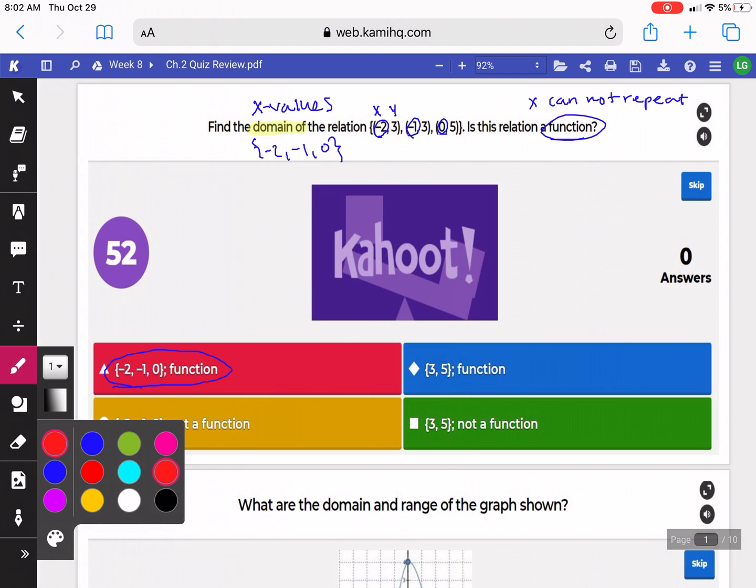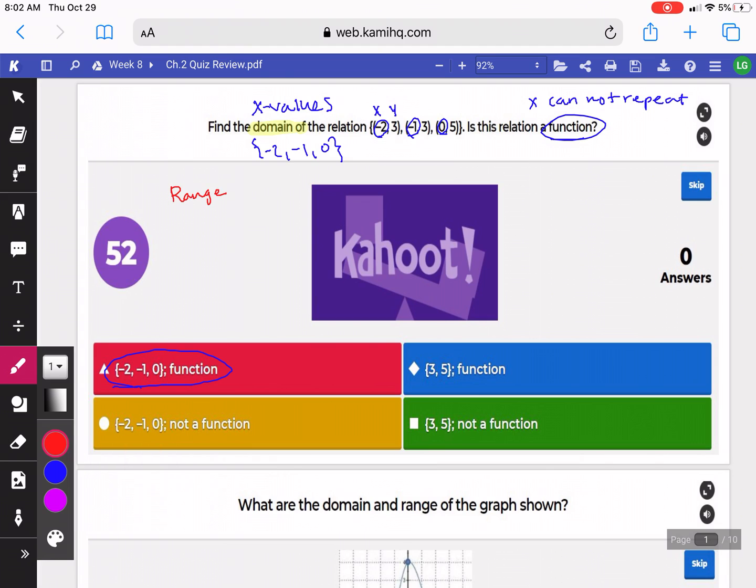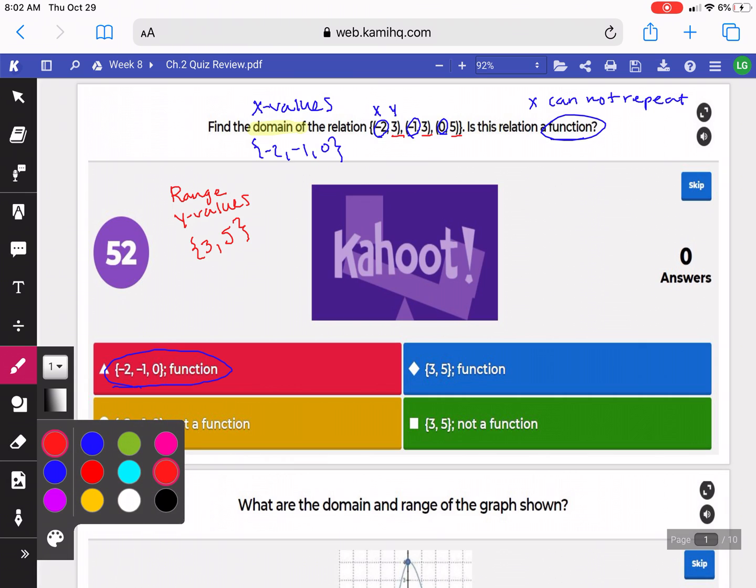Now, they might also ask you about range. If they ask about range, then they're talking about the y values. Here the y values are 3, 3, and 5. Remember, you don't have to repeat them. So you would just put 3 and 5. And it's okay that the 3 repeats. When you're checking if it's a function or not, you're just focusing on your x's. So since all the x's were different here, this one was a function.